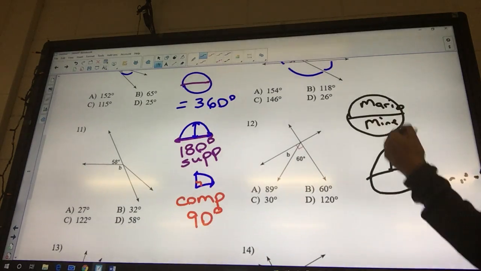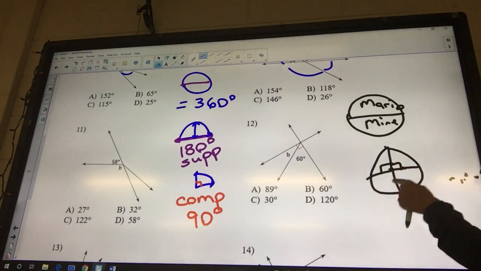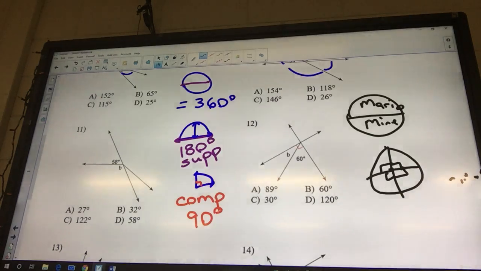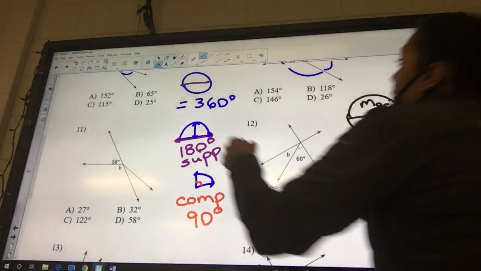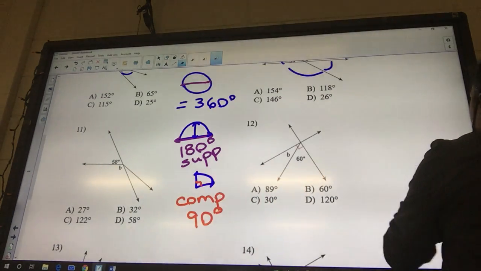If one is 90, the one right next to it is also 90. And if this one is 90 and this one is 90, what should this one be? 90. And this one should also be 90. There's congruence when we look at right angles and straight angles, because if we split it equally, when something's equal, that means we both get the same amount. So if something is 90, the one right next to it is also 90. Okay, so let's look at some of these problems.